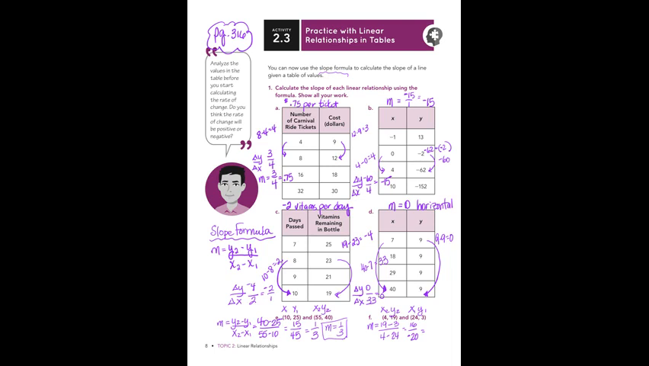And when I simplify this, I realize 4 goes into both of these. 16 divided by 4 is 4. A negative 20 divided by 4 is 5, and this is negative. So I would say my slope is negative 4 over 5.